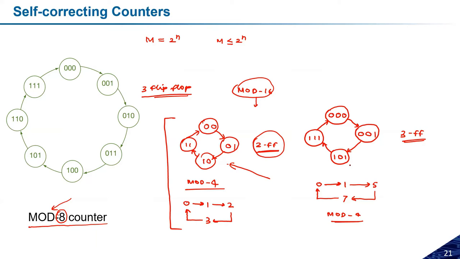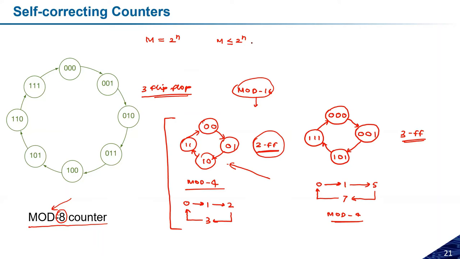Suppose I want to make a mode four counter with the help of three bits, in that case three flip flops are needed. If I have to make a mode four counter with the help of four bits, I need to use four flip flops. So the mode does not decide how many flip flops are needed. The number of bits decides how many flip flops are required. If the number of bits is two, two flip flops are needed. If the number of bits is three, three flip flops are required. This is the important thing that we have to understand.